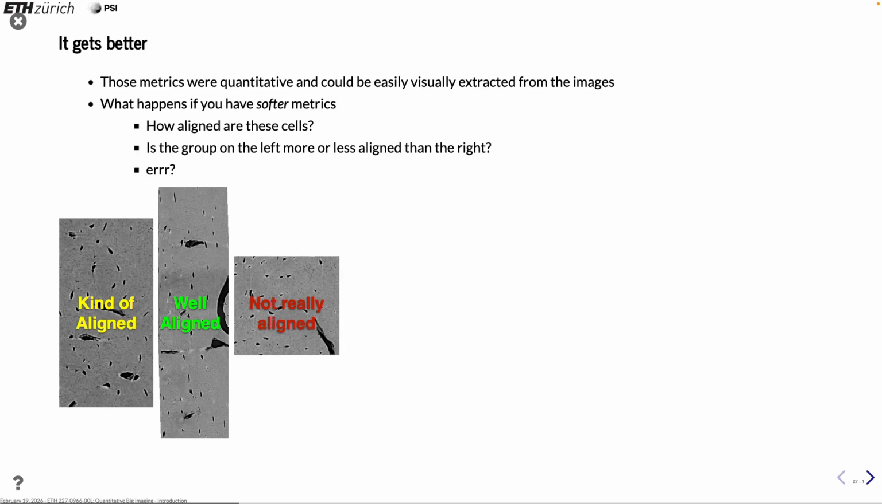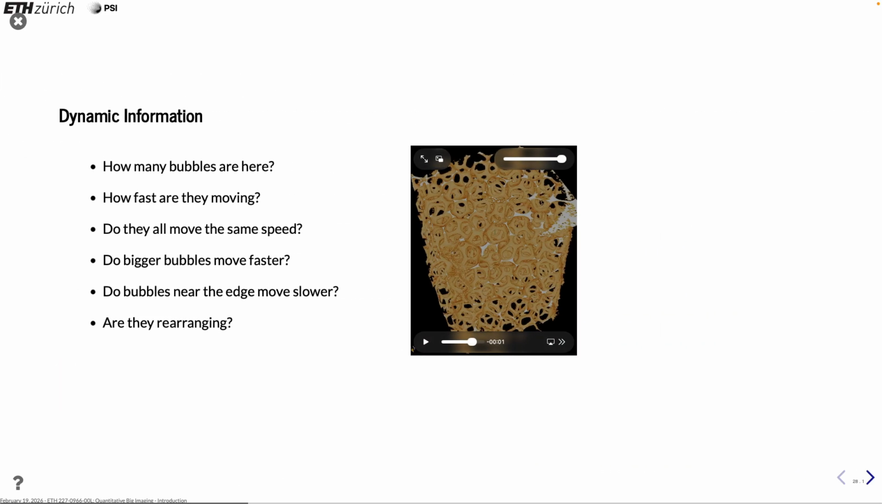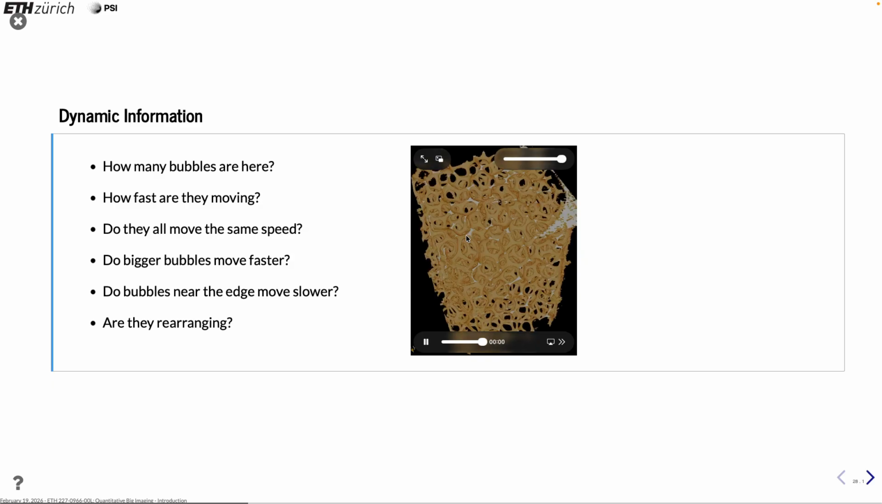And to make it more complicated, these cells are not always easy to describe. So we may have some soft metrics. So for example, how aligned are these cells? And are the groups to the left more or less aligned than the ones to the right, and so on.